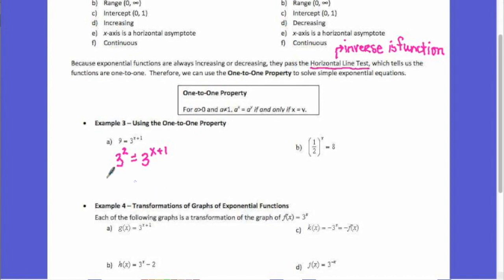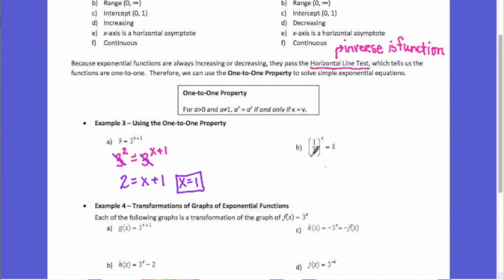Now that the bases are the same and we have a 3 equal to a 3, the 3's basically cancel themselves out. You just set the exponents equal to each other. So 2 equals x plus 1, which means x has to equal 1. All right, and you can check that. If you put a 1 back up here, 1 plus 1 is 2, and we know that 3 squared is 9.